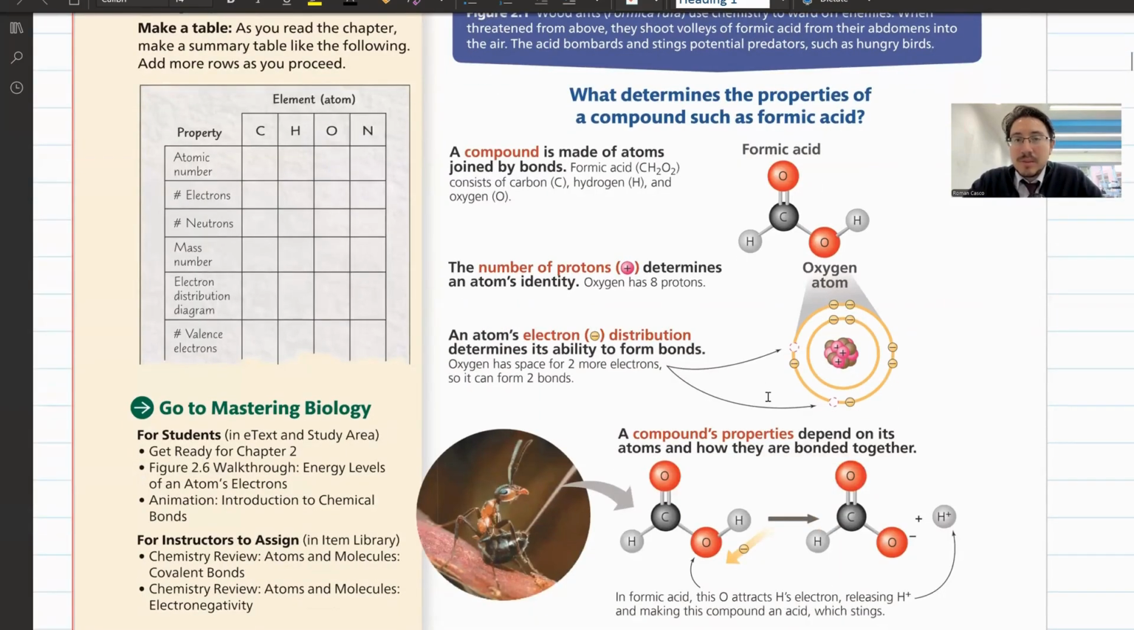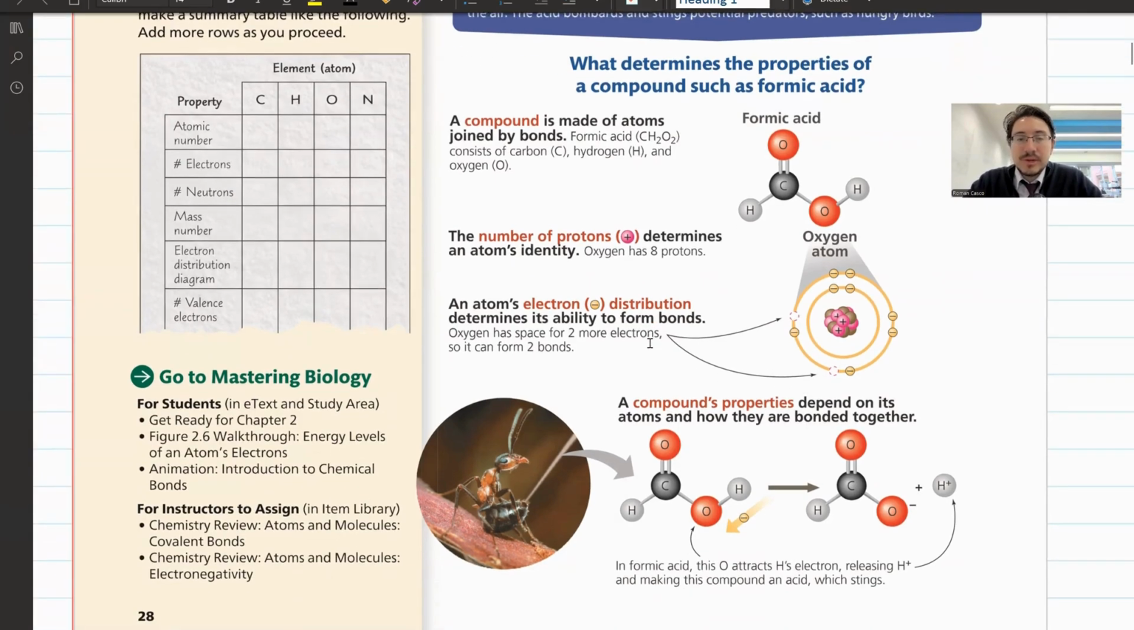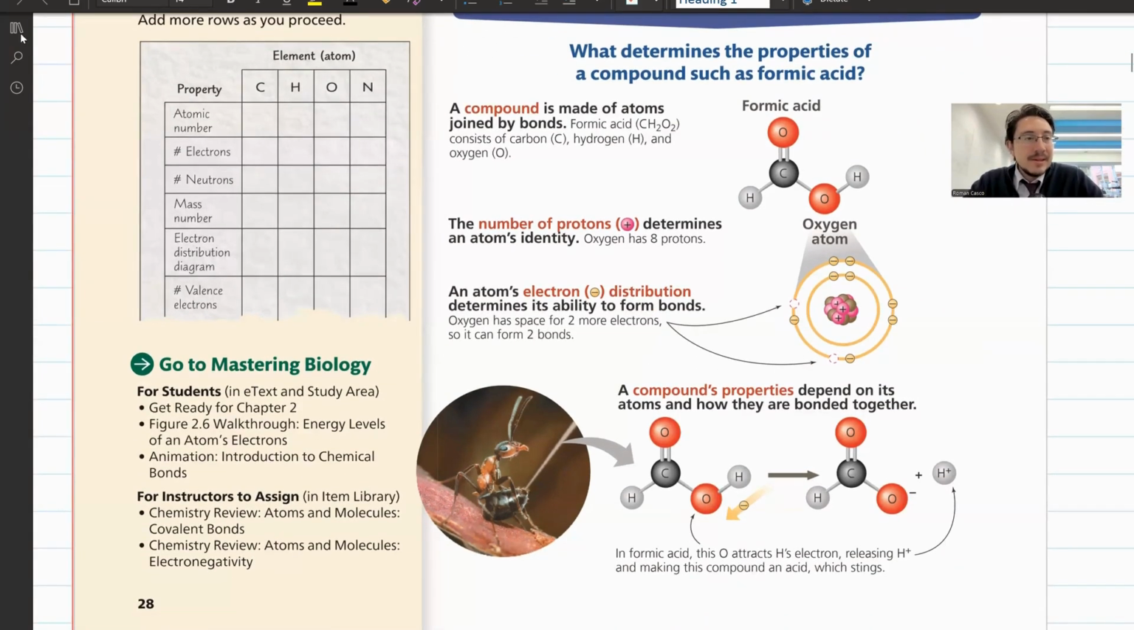What determines the properties of a compound such as formic acid? We need to understand a little bit of what a compound is. It consists of several atoms joined in fixed ratios, different types of atoms. We know them as elements, all having several properties, number of protons, electrons, and so forth. Okay, so we're going to take a look at that today.